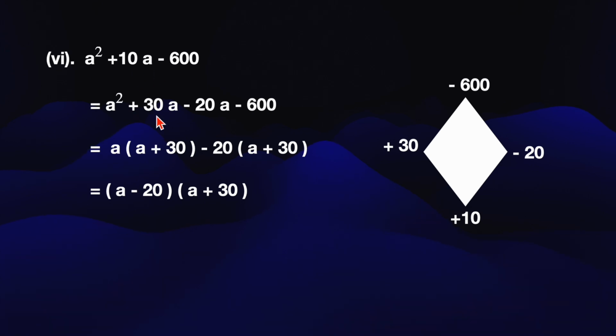So write down 10a as 30a minus 20a and take out the common factor, a plus 30. Here minus 20 is the common factor, a plus 30. The factors are a minus 20 into a plus 30.